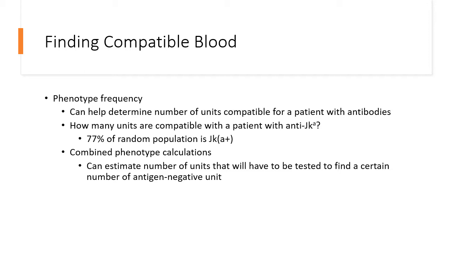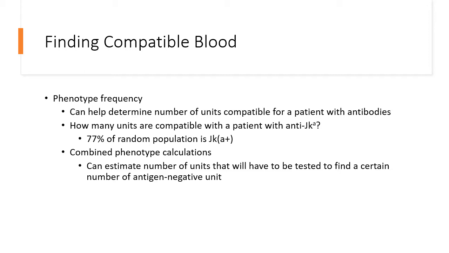Okay, so you cannot make an antibody to something that you have. So if you are JKA positive, you're not going to make an anti-JKA. That means 23% of the population is going to make an anti-JKA, so you've got to find blood for that 23%. So what is combined phenotype calculation? That's how we can estimate the number of units that we have to test in order to find a certain number of antigen-negative units.